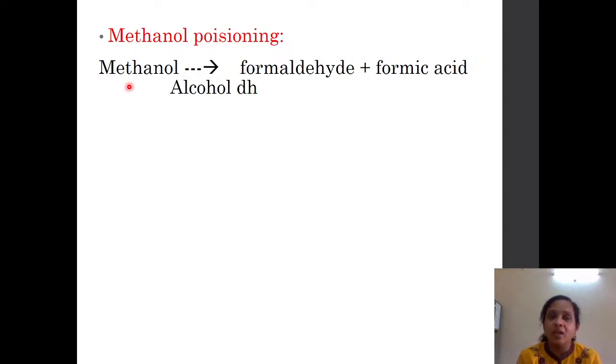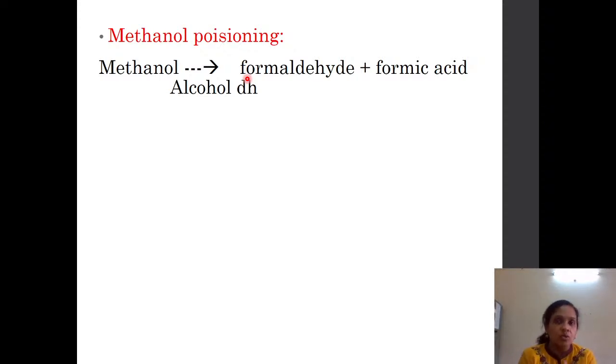What will happen when any alcohol enters the body? It is converted to formaldehyde by alcohol dehydrogenase. This enzyme will convert it to formaldehyde. Then this formaldehyde will get converted to formic acid or formate. So what will happen? The accumulation of the formaldehyde will create the toxic symptoms in the body. So what is the treatment?